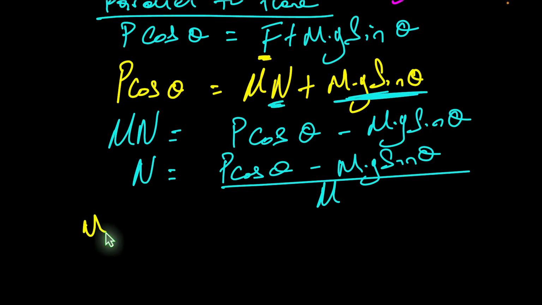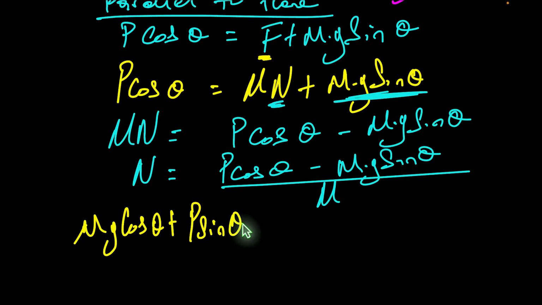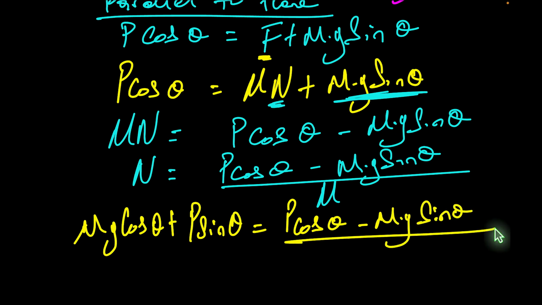So this was the part of the formula that we looked at up top: mass times gravity cos angle plus P times sin theta. And this is going to be equal to N, which is what we just found here, which is P cos theta minus mass times gravity sin theta, all divided by the coefficient of friction. So now the only unknown in this equation is just P. So we are going to use this now to work out our P.